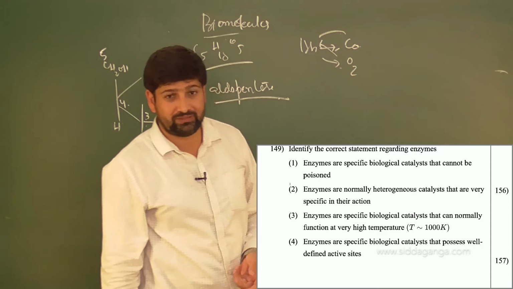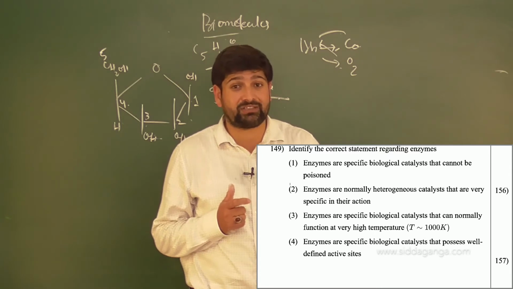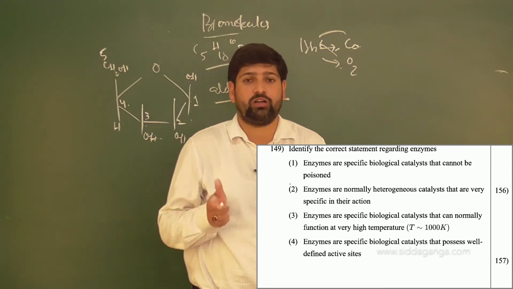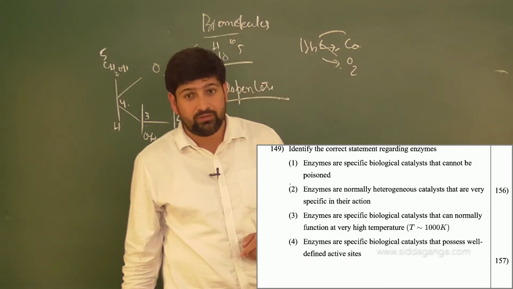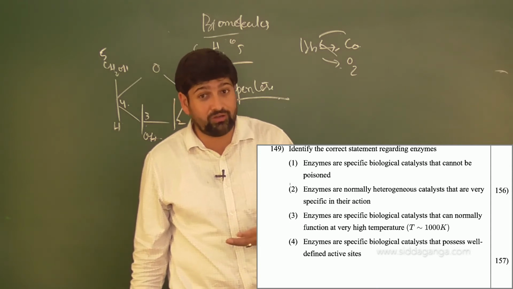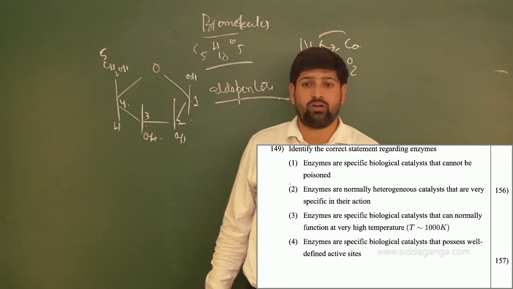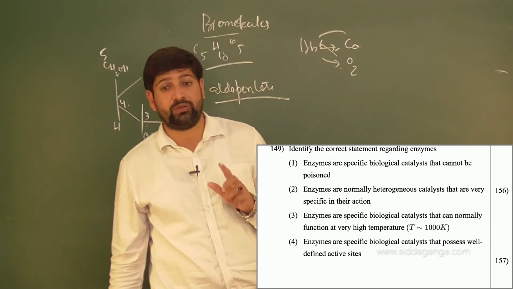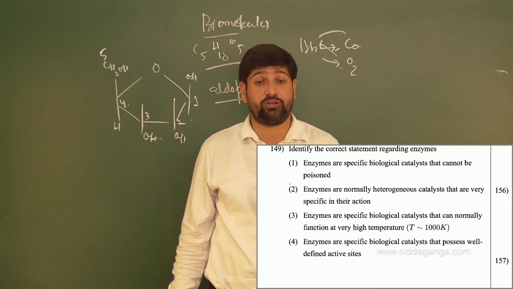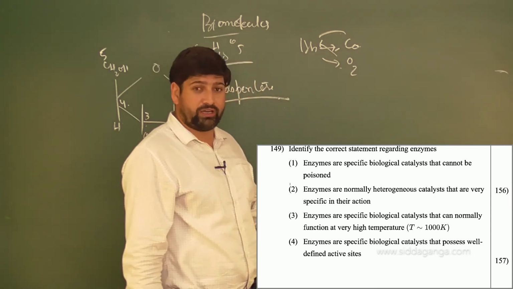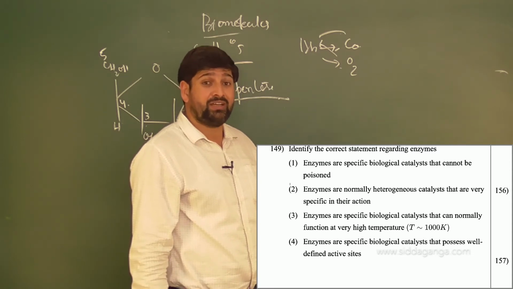Indeed, we can poison enzymes, and poisoning an enzyme means adding some molecules which will mimic the substrate on the enzyme, but will not perform the activity that is needed. Right? Yes, so that's wrong, because they are saying it cannot be poisoned, but we can poison it. Next, enzymes are normally heterogeneous catalysts that are very specific in their action. No doubt enzymes are very specific in their action, but they are not heterogeneous, because all the enzymes found in the body, substrates in aqueous state, enzyme is also in aqueous state.